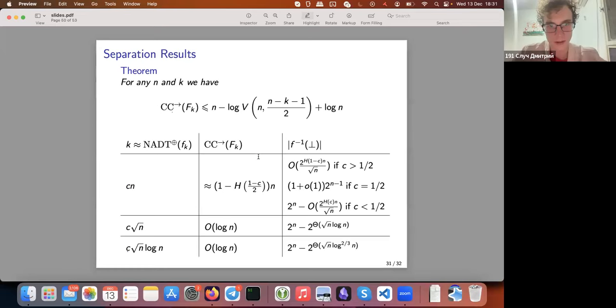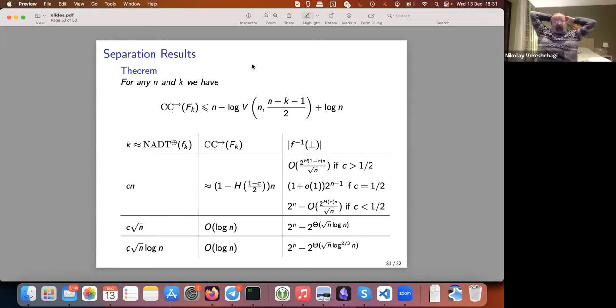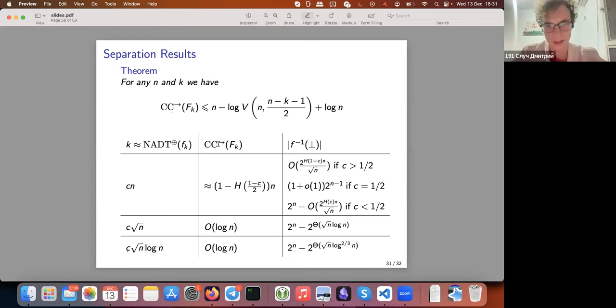So here's the table of all the results on separations. All our results on separations are here. Not all the corner cases were in the previous slides. Here it is for the general case. I think that's it.